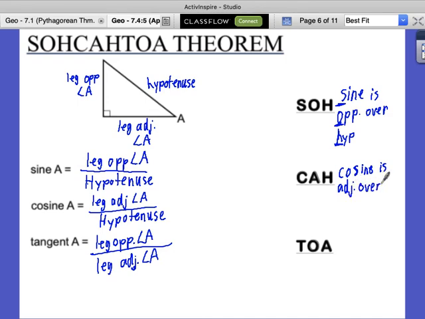Cosine is adjacent over hypotenuse. CAH. Cosine is adjacent over hypotenuse. And this tells us the order too. It tells us the trig function, and it tells us the order we go in and what the ratio is. What do we think TOA is going to be? Tangent is opposite over adjacent. That's what TOA is for.